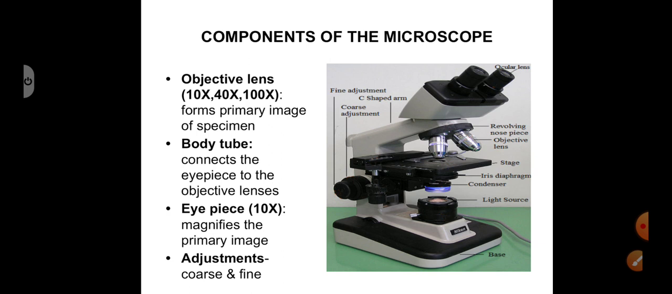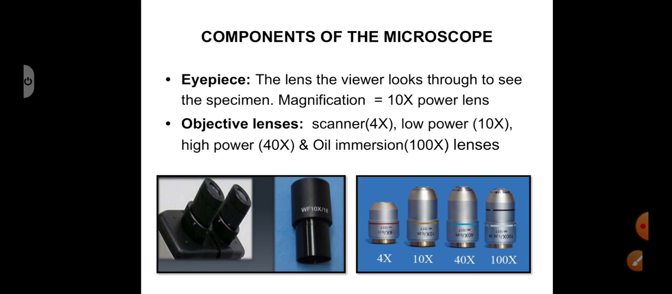Okay, and there are various adjustments with which you can adjust the light source, like the iris diaphragm, and coarse and fine adjustments which you can see, through which you can move the objective lens up and down. So this was about the components of the microscope.